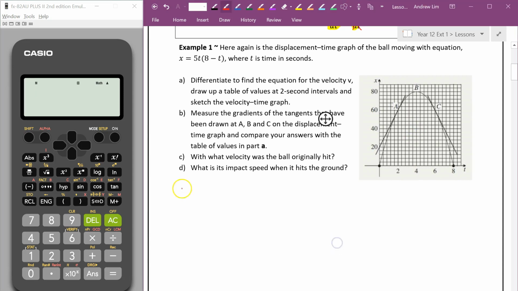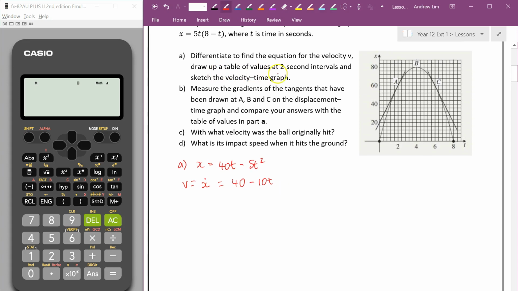The first thing I would do is expand the brackets to give me 40t minus 5t squared. Now I will differentiate this. Velocity is pretty much just x dot, so I'm going to differentiate this with respect to t, giving me 40 minus 10t.